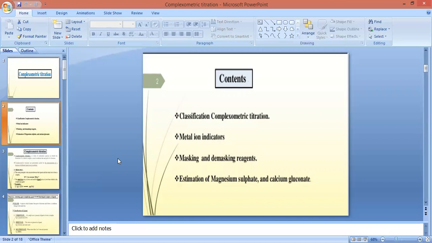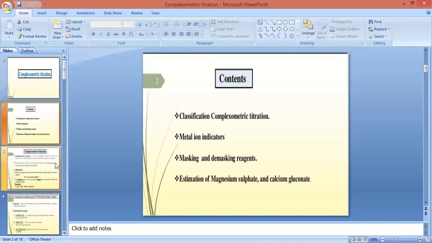These agents are particularly used for the determination of a mixture of metal ions present in a drug substance. That is, if for example the analyte contains two or more metal ions, we can determine the concentration of all the metal ions with the help of masking and demasking agents. And the last part to be covered in this chapter is the estimation or assay procedure of magnesium sulfate and calcium gluconate, which comes under complexometric type of titration.